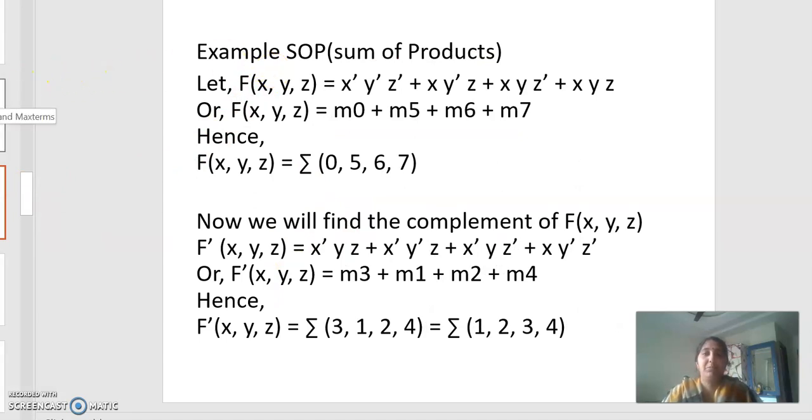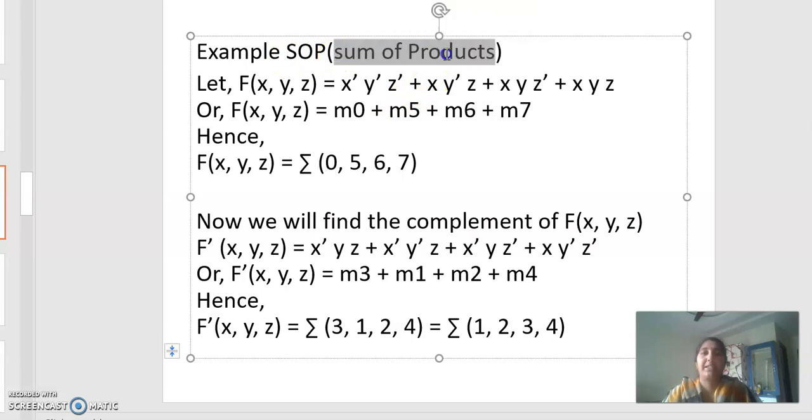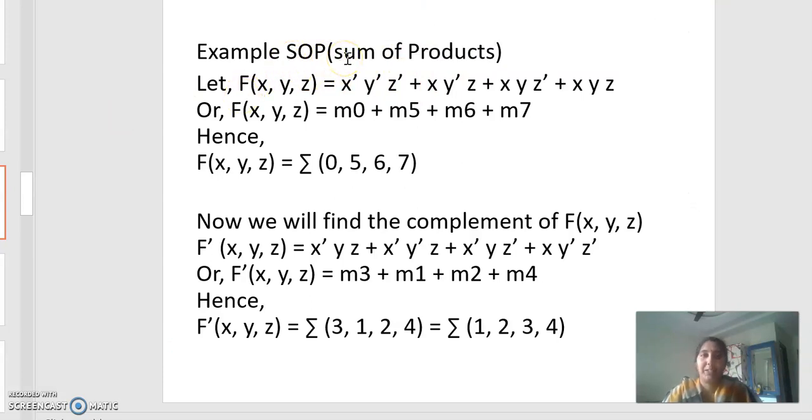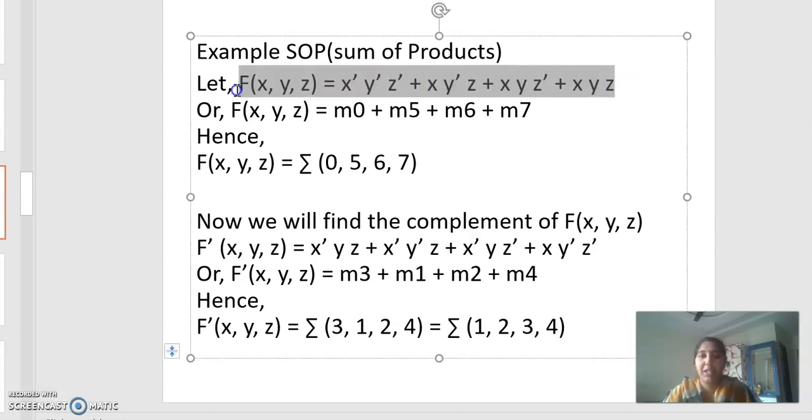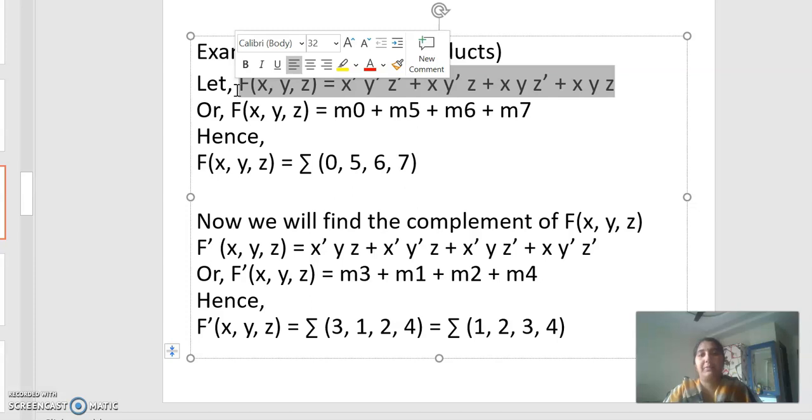Once we know the minterms and maxterms, the Boolean expressions can be represented in two ways. One is SOP form, or sum of product forms, and another one is POS, that is product of sums. So first we'll see what we mean by SOP, sum of products. Let the function f of x, y, z be equal to x' y' z' plus x y' z plus x y z' plus x y z. How to write this particular Boolean function in terms of minterms?